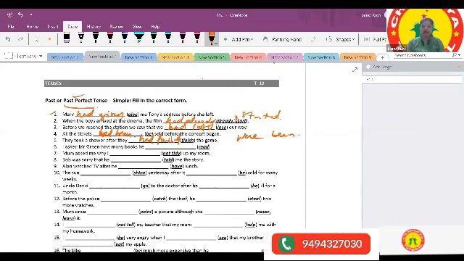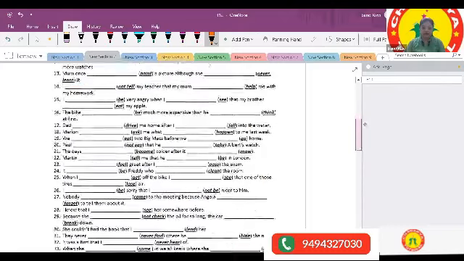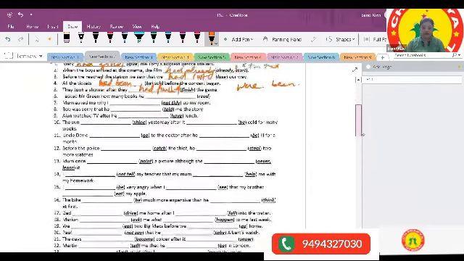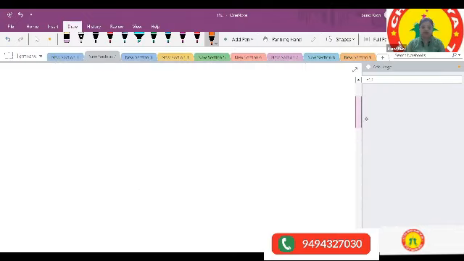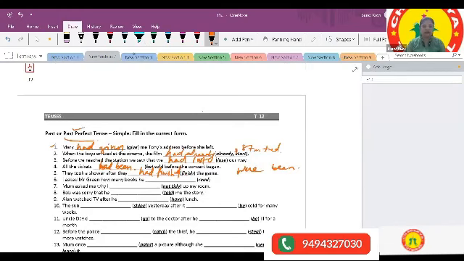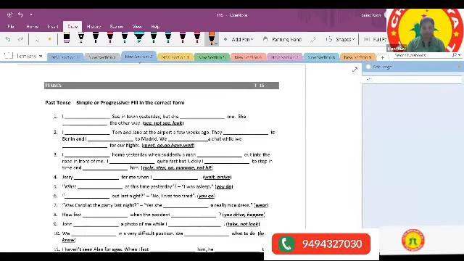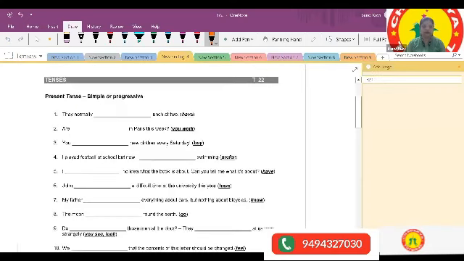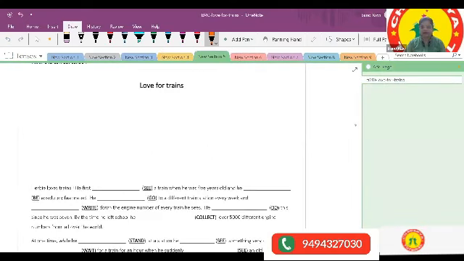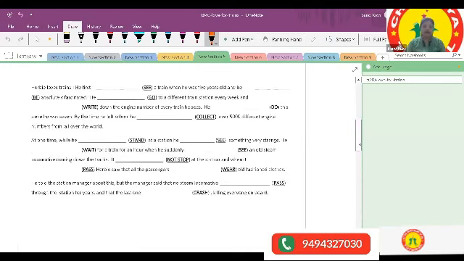Okay, now I'll send you these for homework. You can answer these and give it to me, and then let us take more. This is also past tense. Okay, let me give you Bobby's love for trains. One person just solve this entire paragraph. Yes, ma'am. Who's going to do it? Yeah, you try.